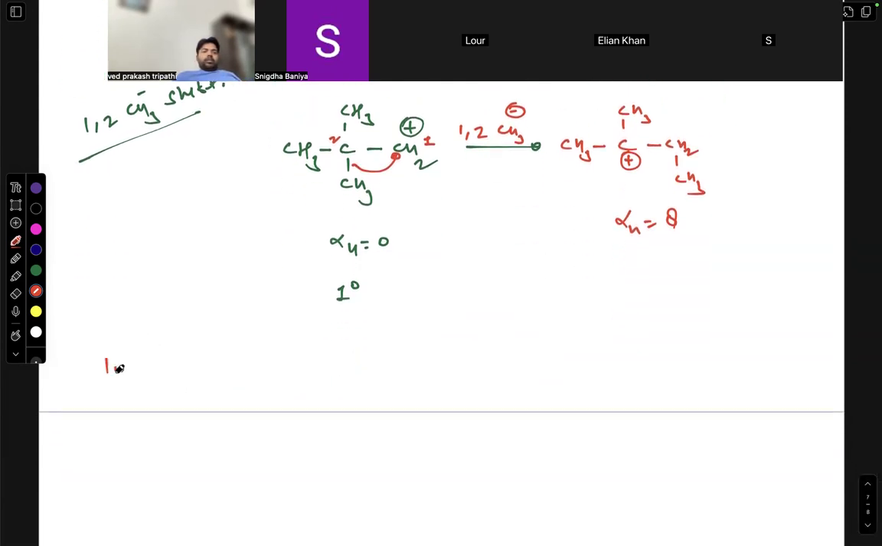And now the next is 1, 2 phenyl shift. Phenyl is called benzene type of compound. Suppose we have this one. We can represent through Ph. So one of the Ph is going to move here.